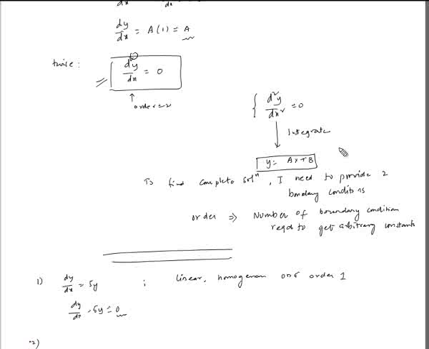Okay, now let me write down another case, which is x square y double dash plus e power x y dash is equal to 1 by y.